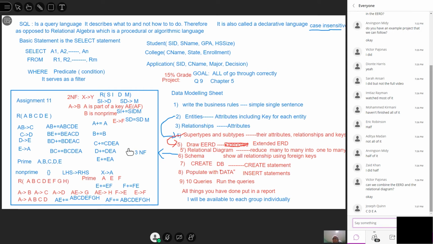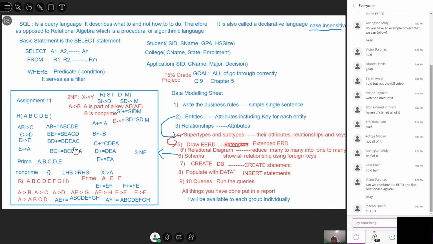Don't spend your time. Okay? It's very important for you to get the definitions correct. And of course, Boyce-Codd normal form, everything is very simple. All left-hand sides must be super keys. Well, this is a super key. This is not a super key. So this is not in Boyce-Codd normal form.